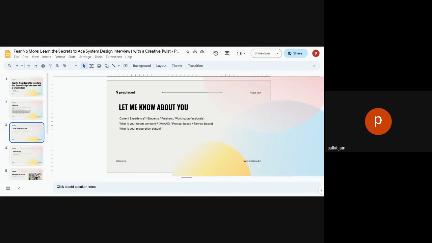In LLD, it is seen whether you are going to use the right design pattern. Are you able to use that? Are you able to follow SOLID principles or object-oriented programming? Do you understand those things? So that's what is tested in a low-level design.